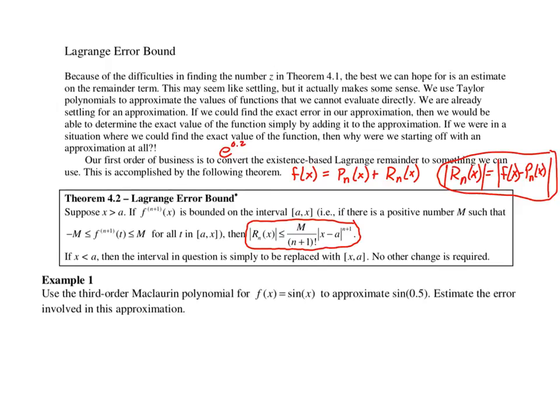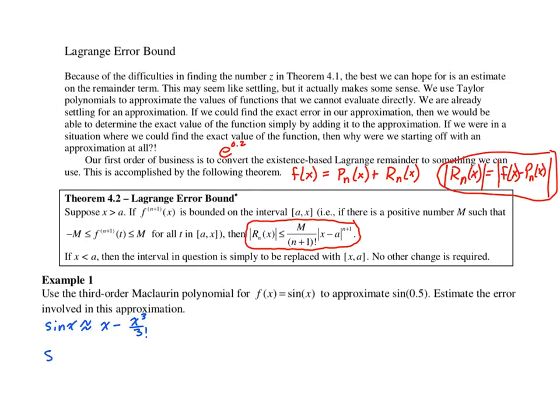All right, so let's work this first problem out. It says use the third order Maclaurin polynomial for f of x equals sine of x to approximate sine of 0.5 and estimate the error involved in this approximation. So the first thing we need to do is write out the third order Maclaurin polynomial. Sine of x is approximately x minus x cubed over 3 factorial.